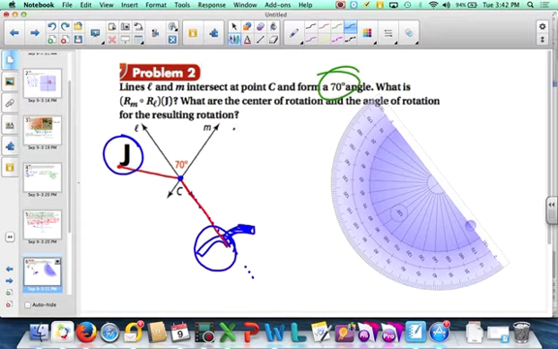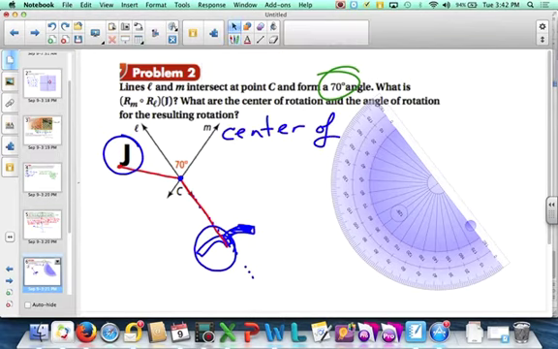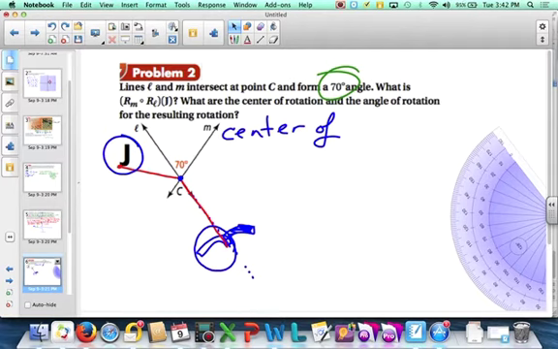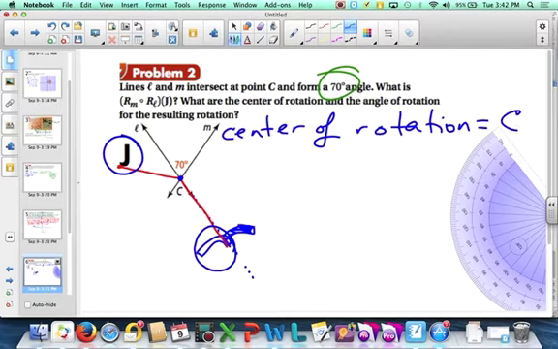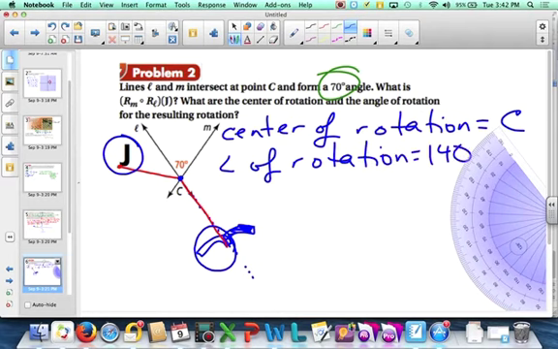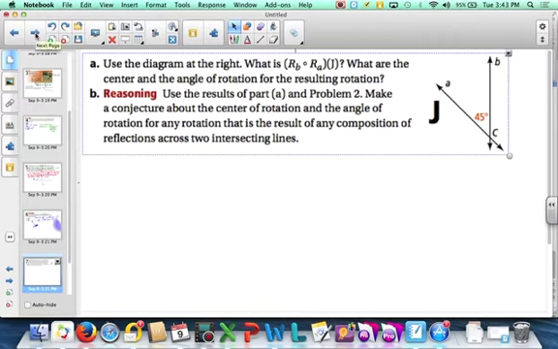Okay, so let's answer the question. Center of the rotation, and the angle of rotation is 140. And in the interest of time, I'm not going to go through and do the your turn. I've got to get my son to football practice.